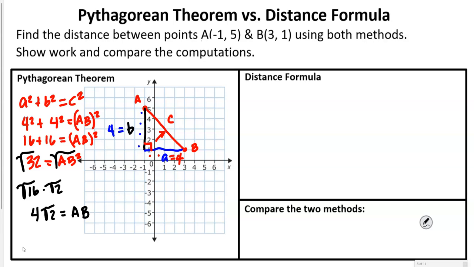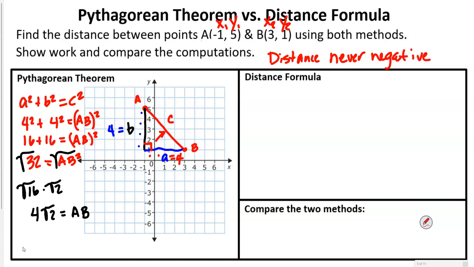Now we're going to do the same thing with the distance formula. Remember, in the previous lesson we labeled these points: x1, y1, x2, y2. Here's the other thing I want you guys to always know. Distance is never negative. So we're going to say distance is never negative.